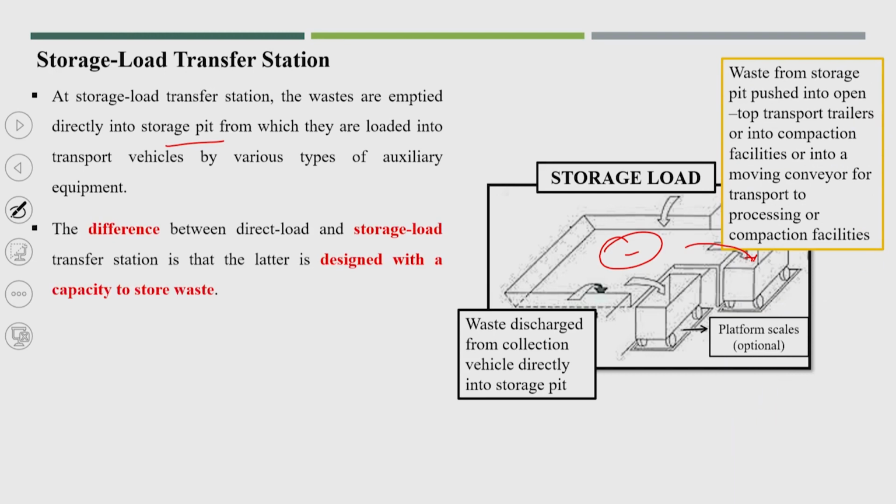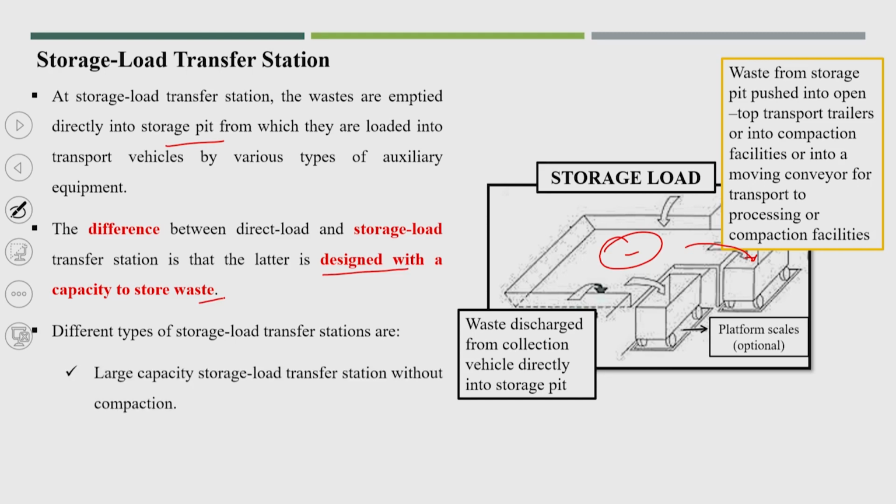Now, the difference between the direct load and storage load transfer is that the latter is designed with a capacity to store waste. That is the only change. Okay. So, there are different types of storage load containers: a large capacity storage load transfer station without compaction is possible, with no compaction facility, and also one along with processing or compaction facility.